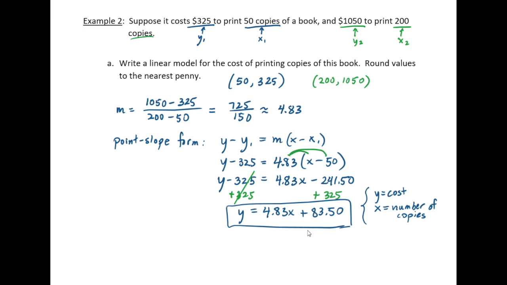And remember, it's good to define your variables when you're working with an application. So x is the number of copies and y is the cost to print those copies. Now we can use this model to determine the cost to print any number of copies of this book.